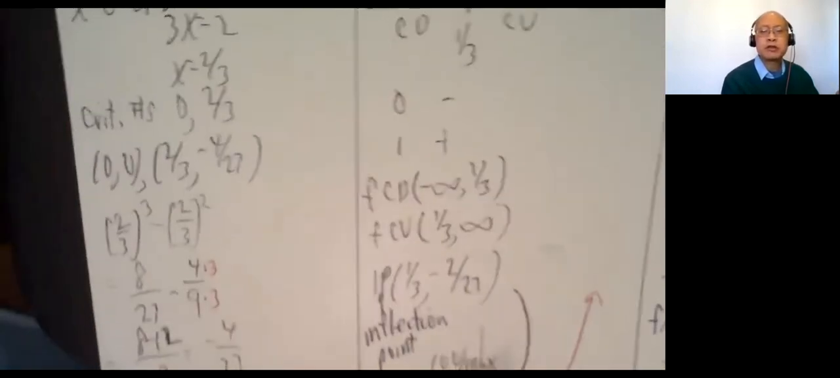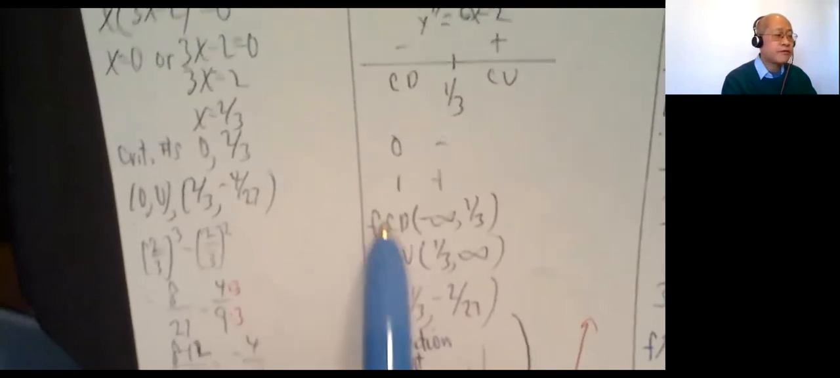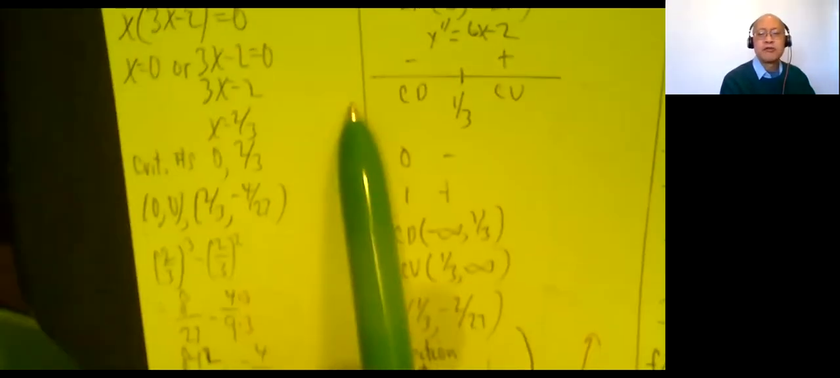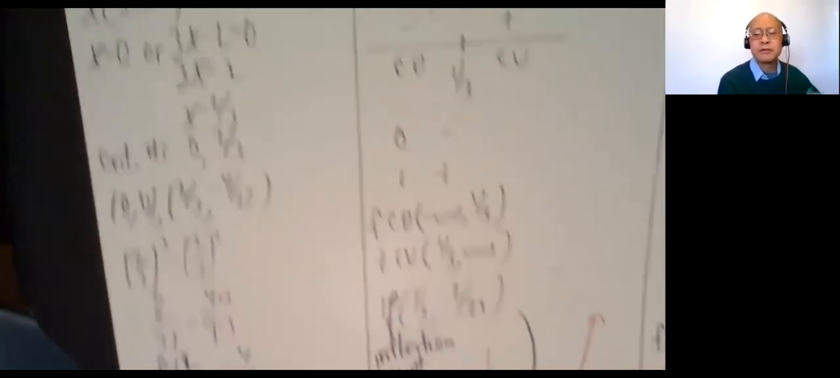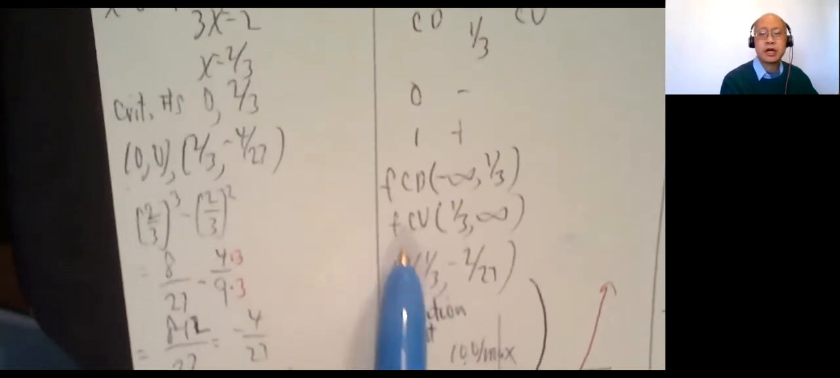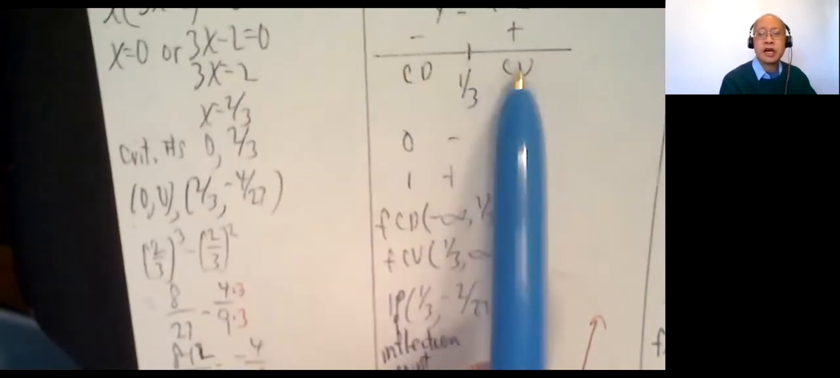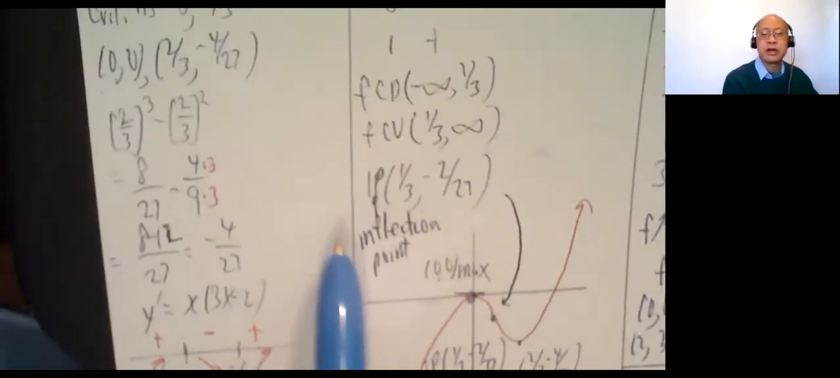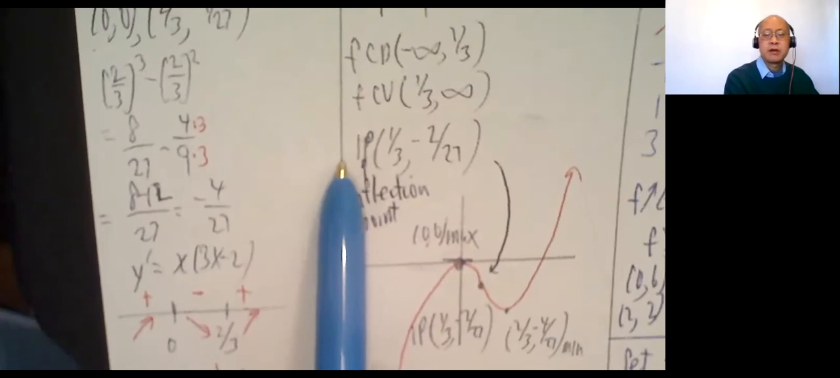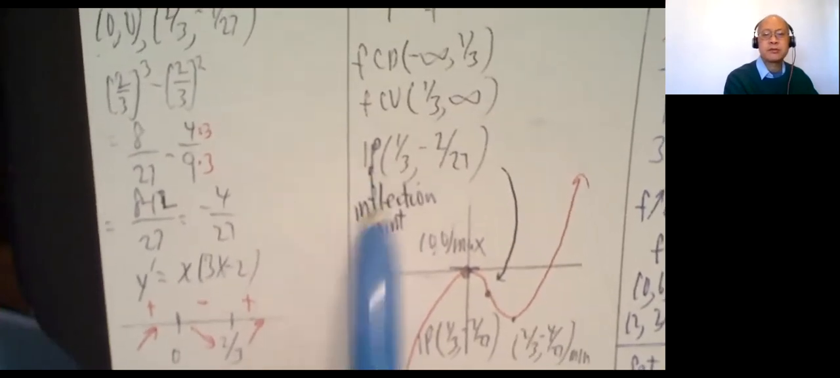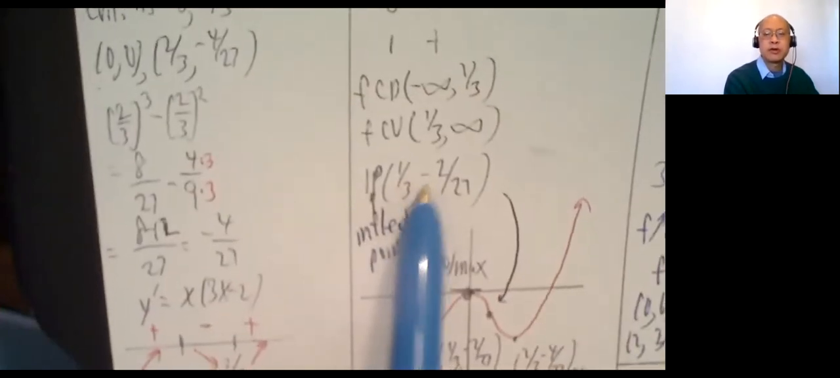So here are the intervals of concavity. So you know we had intervals of increase and decrease, right? Where is it going up? Where is it going down? Now we have intervals of concavity. The function f is CD, concave down, from negative infinity to 1/3. It switches to concave up from 1/3 to infinity. There is a change in concavity, so I do have an inflection point. My abbreviation for inflection point, IP, is inflection point (1/3, -2/27).